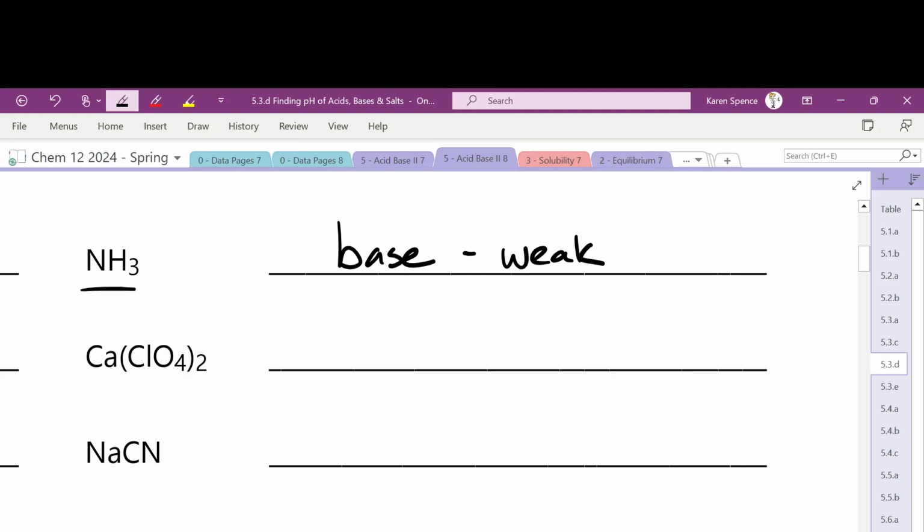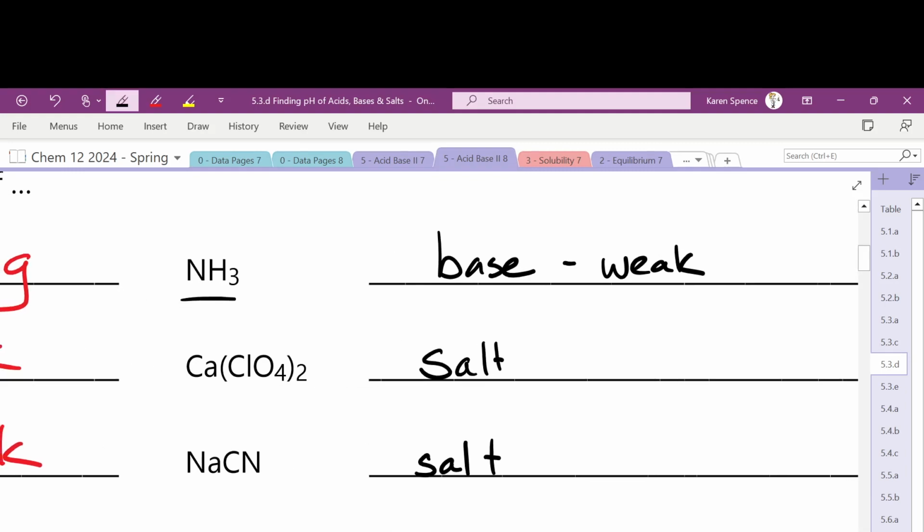And the next 3 compounds have metals at the beginning and they have anions at the end. So they are all what type of compound? They're all salts. Salt, salt, salt. And what we have to ask ourselves when we have a salt is, is there any hydrolysis? Does Ca2+ hydrolyze? No. Does Na+ hydrolyze? No.